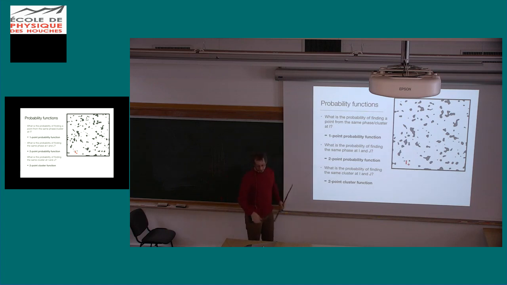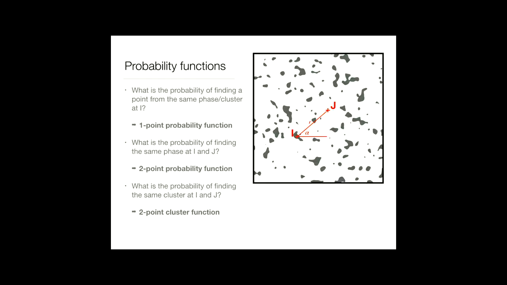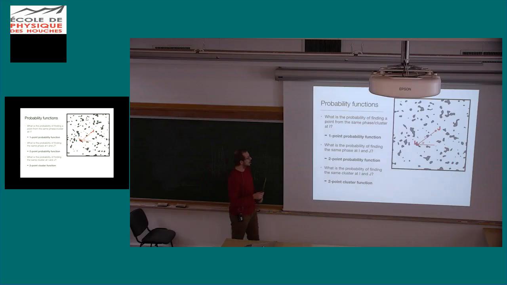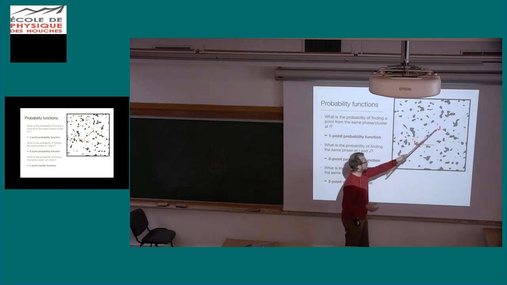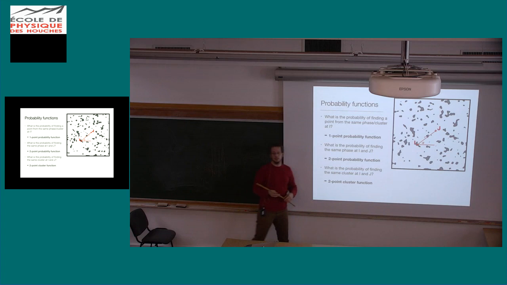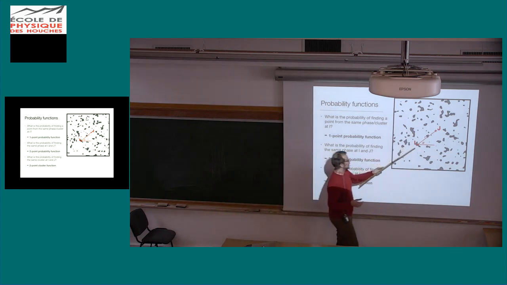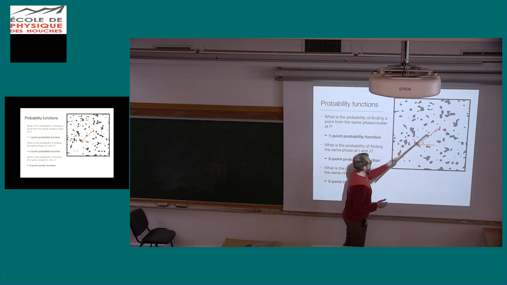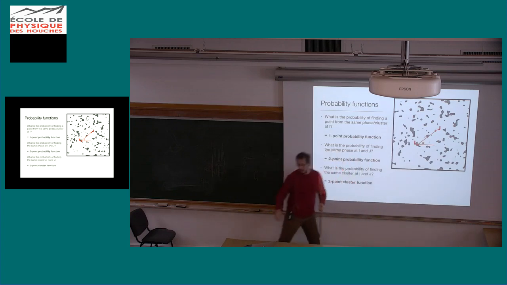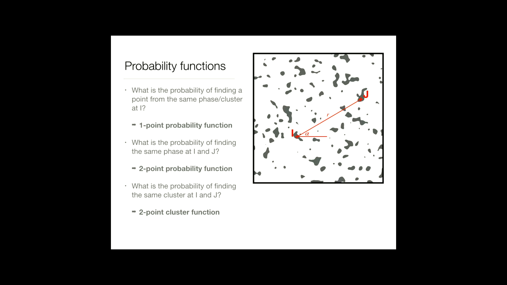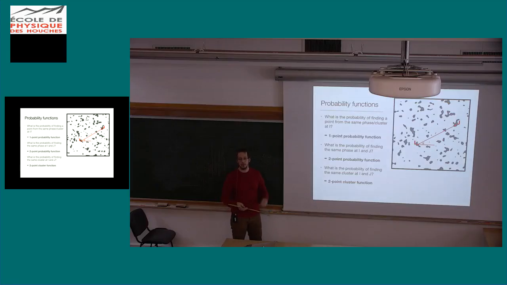Now, the two-point probability function, on the other hand, takes 2 points, and it looks at, okay, what is the probability of finding the same phase at point I and point J? Or of finding the weak phase at point I and point J. So you can change the distance between those 2 points, you can change the angle to the horizontal, and then you can throw a lot of those sticks around, and you also get a certain probability of finding those 2 points being in the same phase.